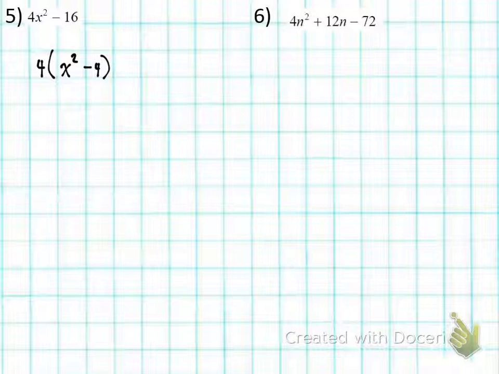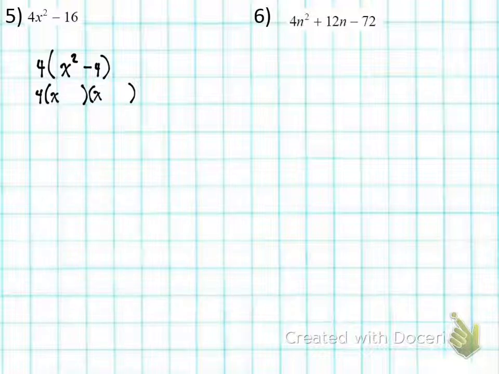Is there a b? No, b is equal to 0. Is there a minus sign? Yes, and are they both perfect squares? Yes. Good, so then we should have 4 times the quantity of what times what? What's the square root of x squared from yesterday? X, so we're going to put x and x.